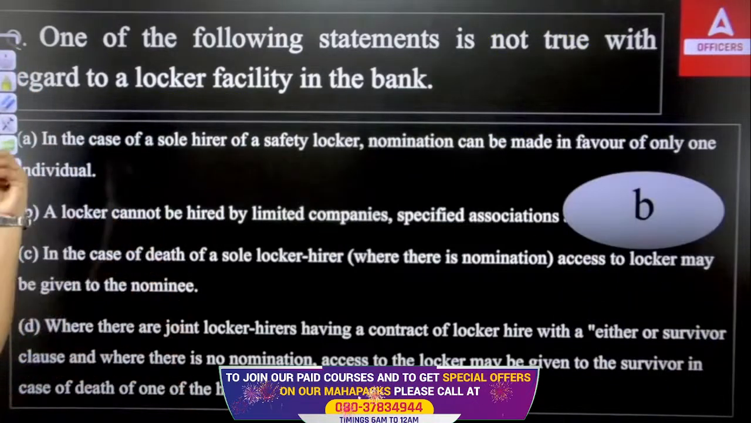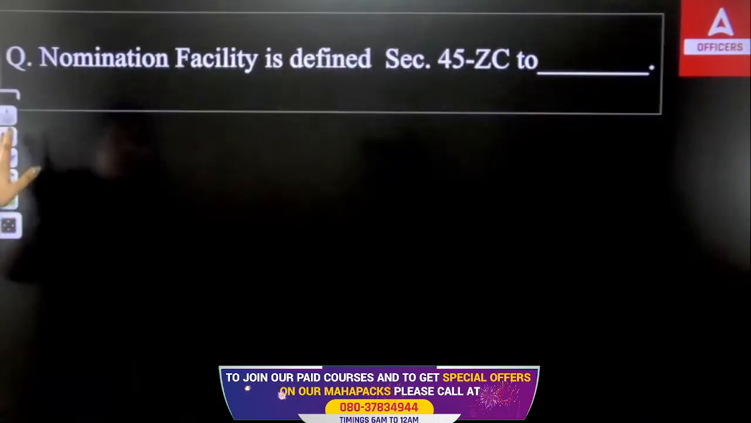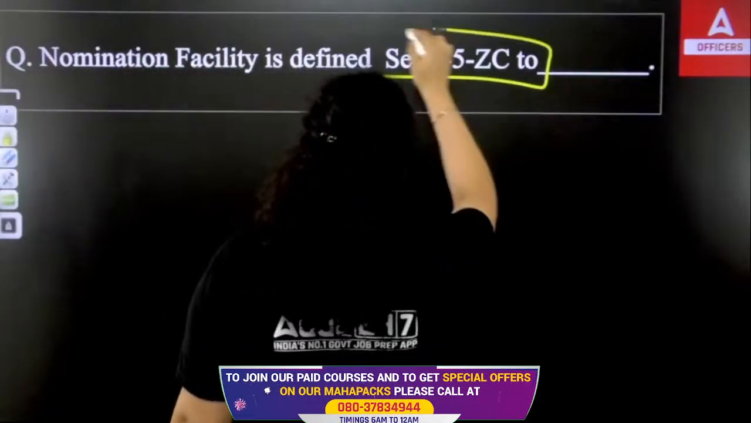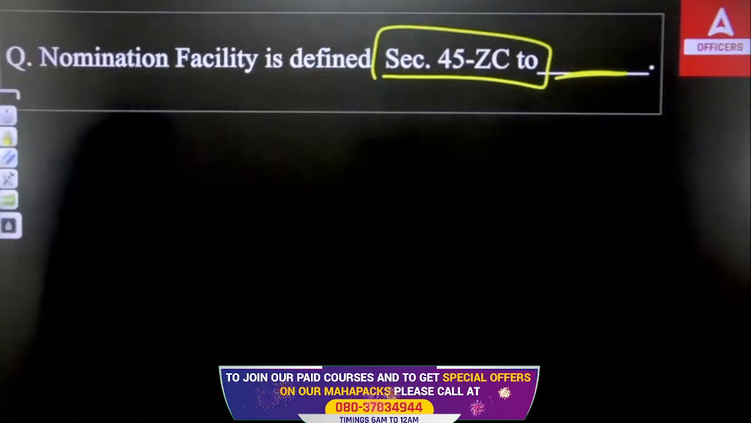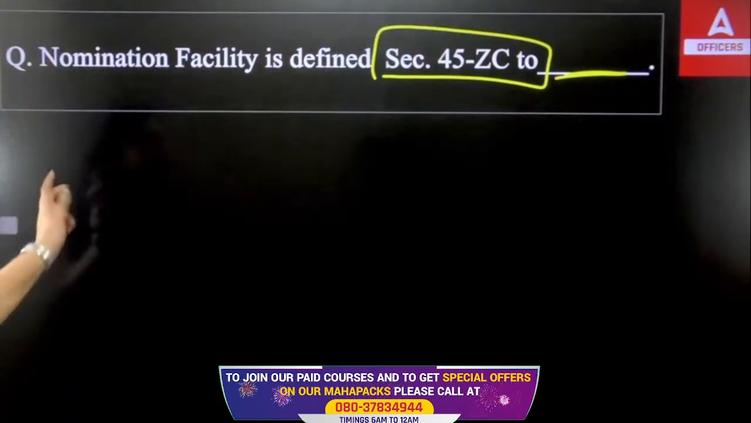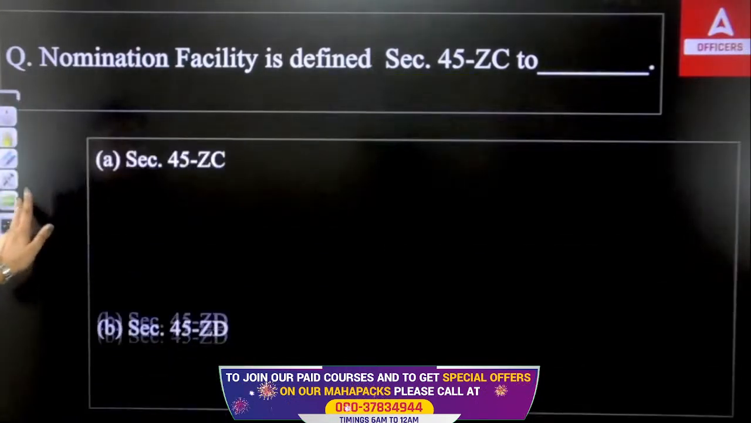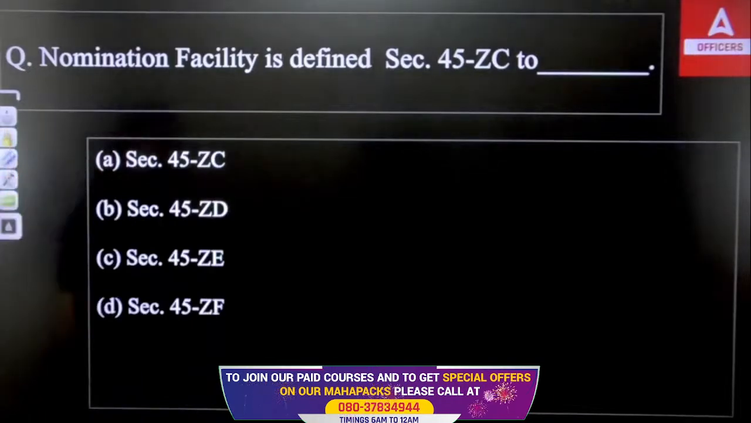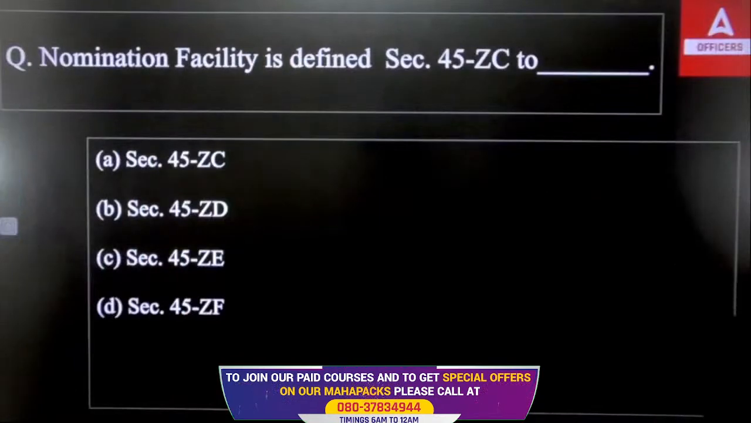Clear? Now, the next question is talking about the nomination facility, which is defined under Section 45ZC to dash. So the nomination facility we are talking about is defined under which particular section: Section 45ZC, 45ZD, 45ZE or 45ZF? Which particular section defines the nomination facility?